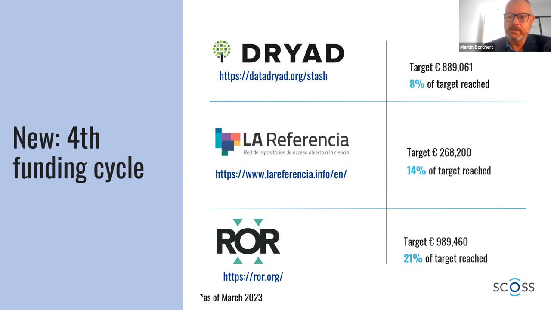The next one is La Referencia. That's an indexing system for open access journals, also from South America and Spanish speaking regions. And that's got a smaller target of 268 euros, and they've reached around 14% at this time. The next one is ROR. That's a registry of identifiers for organizations. They've got a 989,000 target, and they've already reached over 20%, which is amazing.